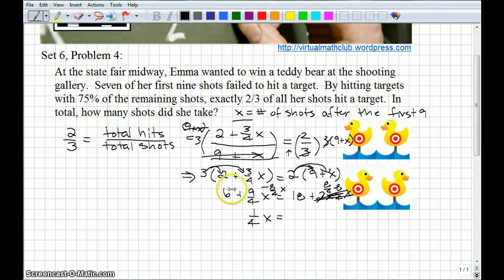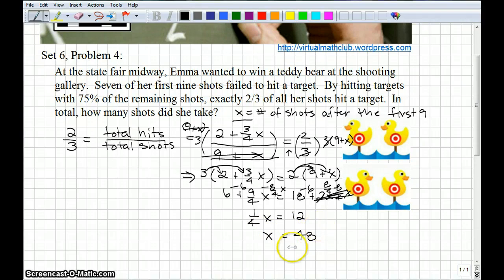Okay, now we still have this 6 over here, so let's subtract 6 from both sides as well. And we'll get 1/4 x is, so now here the 6 minus 6 is 0. So now we've eliminated everything from this side except for 1/4 x. And 18 minus 6 is 12. So we get 1/4 x is equal to 12. So if 1/4 of x is 12, that means that x has to be 48.